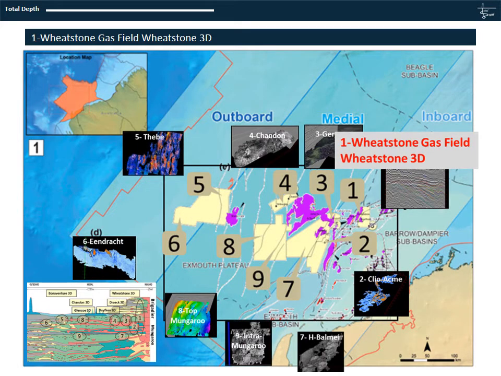So our first example, we're going to go to the Wheatstone gas field and the Wheatstone 3D. And in most of these examples we're going to show, these discoveries are located on footwalls of tilted fault blocks. They're certainly structurally oriented and amplitude supported.